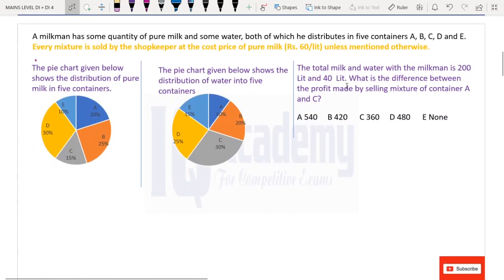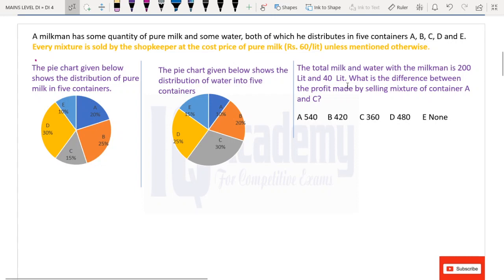Okay. Before seeing the question, we'll try to understand the graphs properly. It's a pie chart based question. We'll try to understand what they have given in the chart. A milkman has some quantity of pure milk and some water, both of which he distributes in 5 containers A, B, C, D and E.